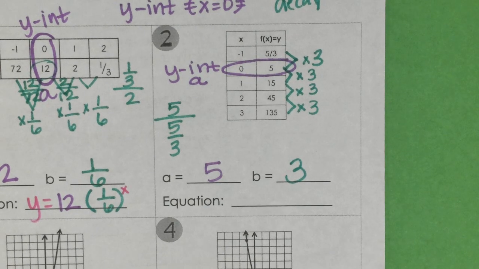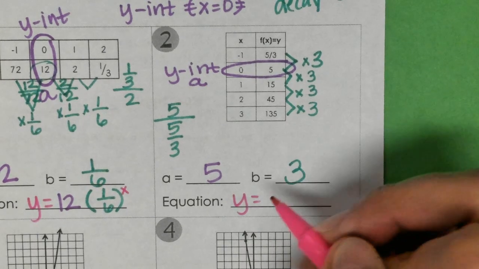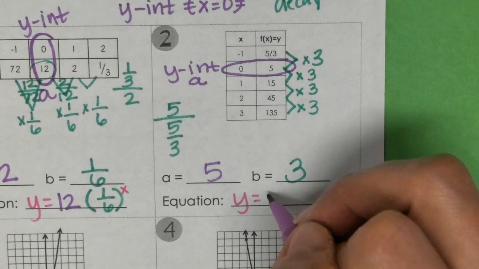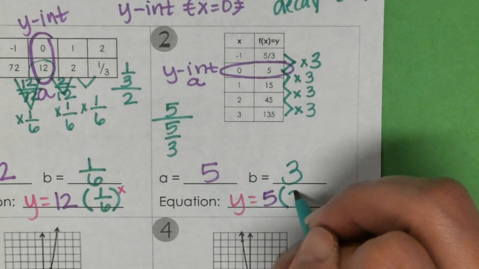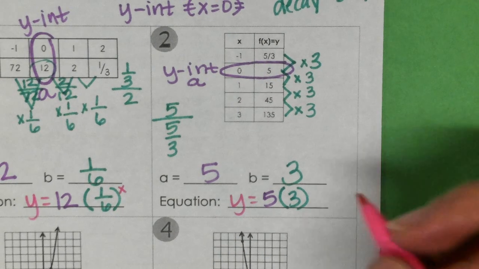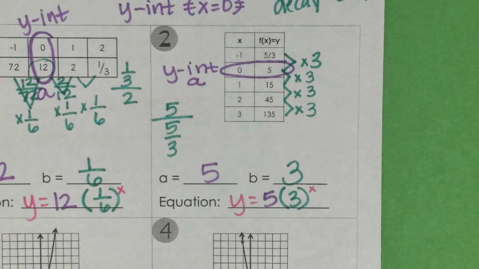Then we just have to put it together to make my equation of y equals 5 times 3 to the power of x. All right, a couple problems for you to do on your own.